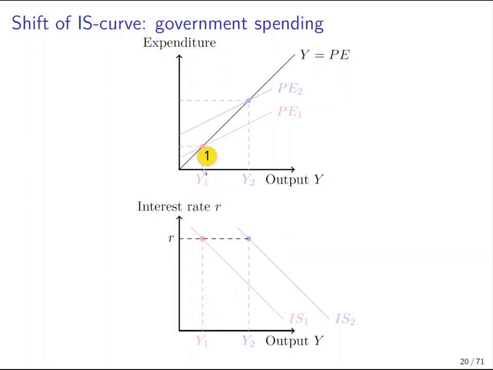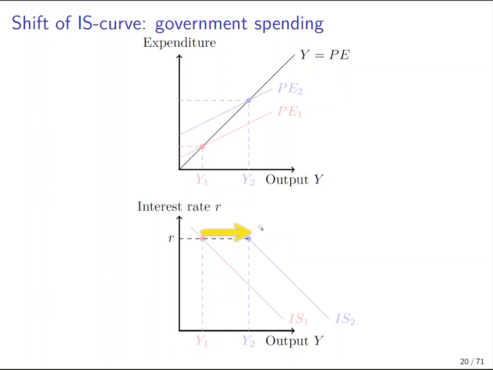Okay, we're here, right? This is it. The red one is our equilibrium, and now government spends more. They become two. Why? Because PE is the consumption plus investment plus government expenditure. So an increase would mean this goes up from here to here, right? And that means that for the same interest rate, you would have more output, right?